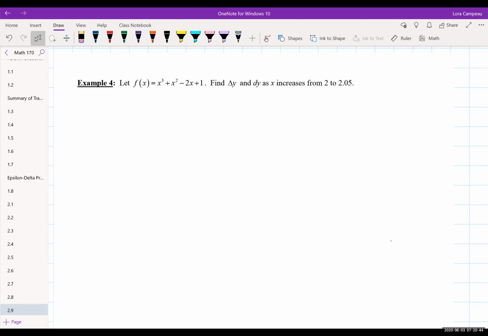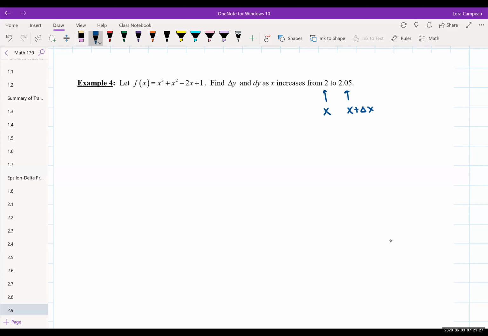So example 4, they are looking at giving us a function. It's a cubic function. They want us to find delta y and dy as x increases from 2 to 2.05. The first thing I want to understand is that 2 and 2.05 are pretty close together, and that's what they're getting to talk about with the x's. So if you're trying to label that for yourself, this is our x. Our x plus delta x is 2.05.